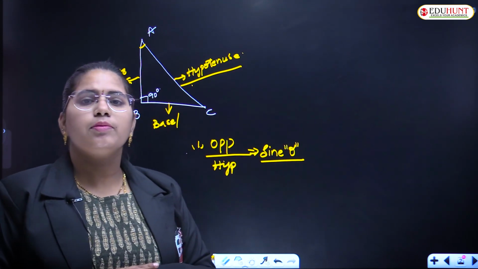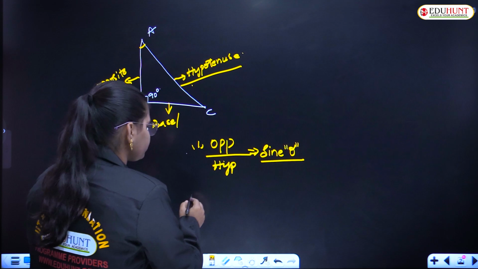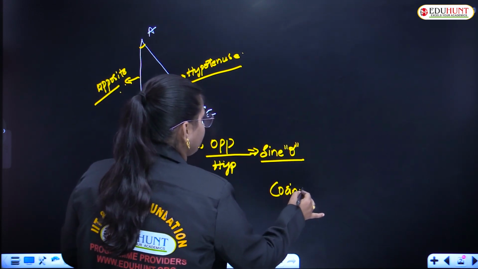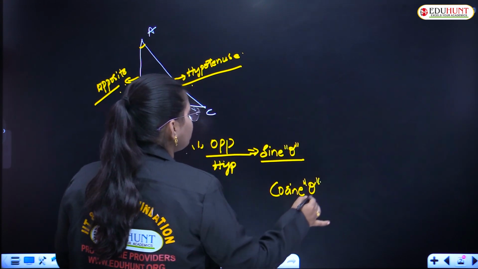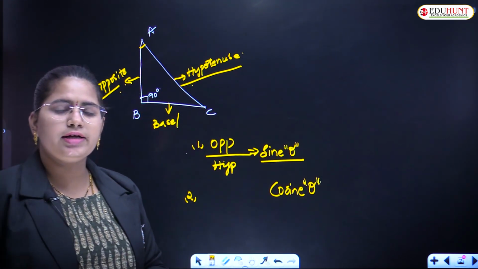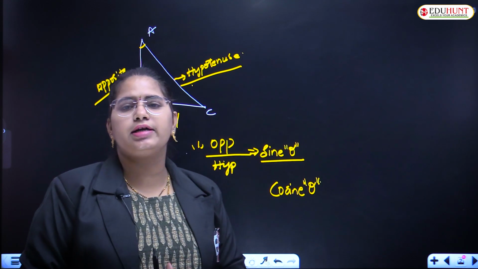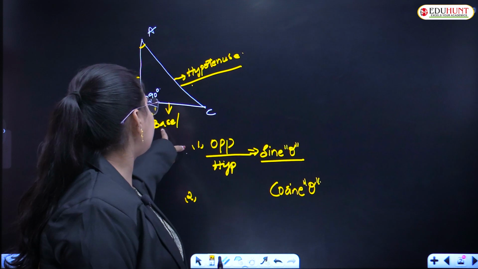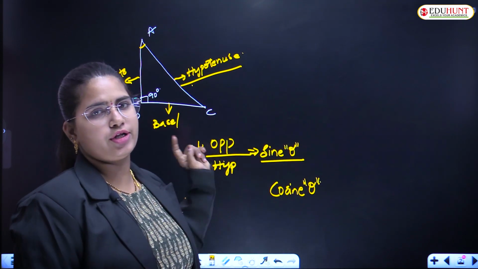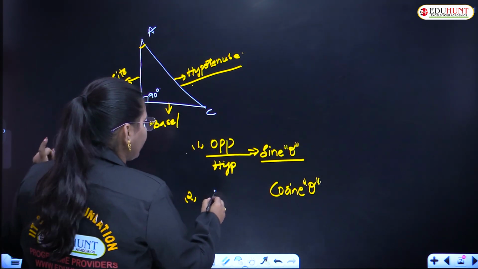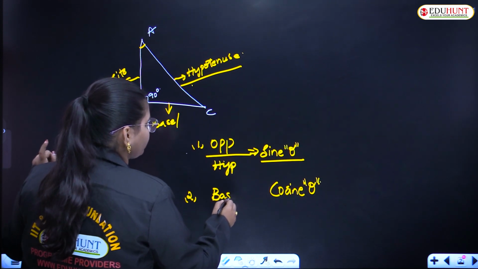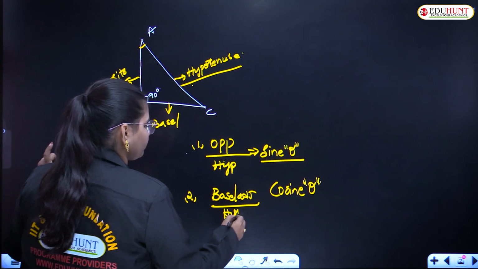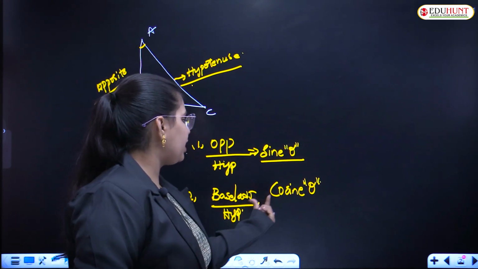Clear? Right. What is the second trigonometric ratio? Cosine theta. So how is this cosine theta defined? The ratio of adjacent side or base side to hypotenuse. This is defined as cosine.